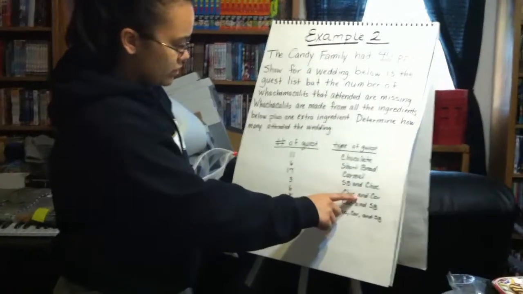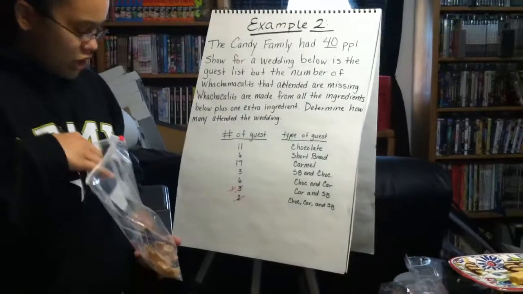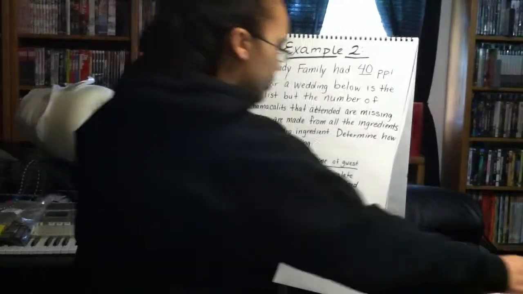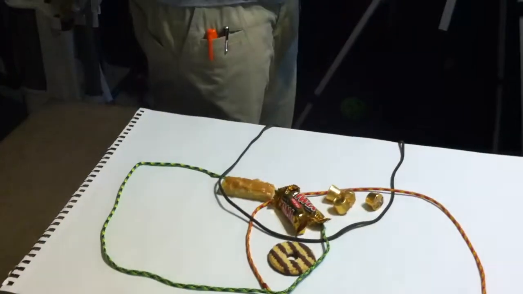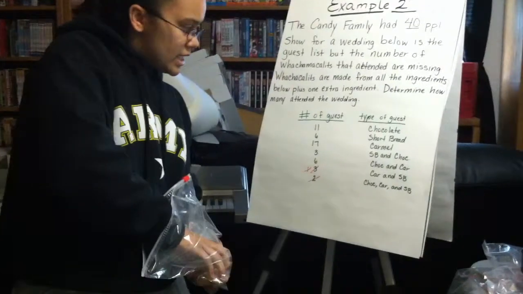And then we're up to here. Shortbread and chocolate. They'll give us one of those. A shortbread cookie. And now we're at the caramels. Leave us with 10.